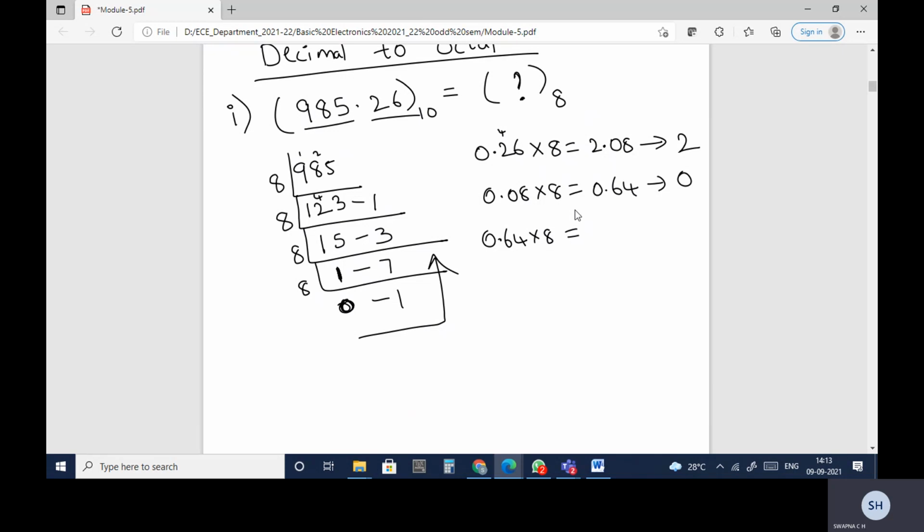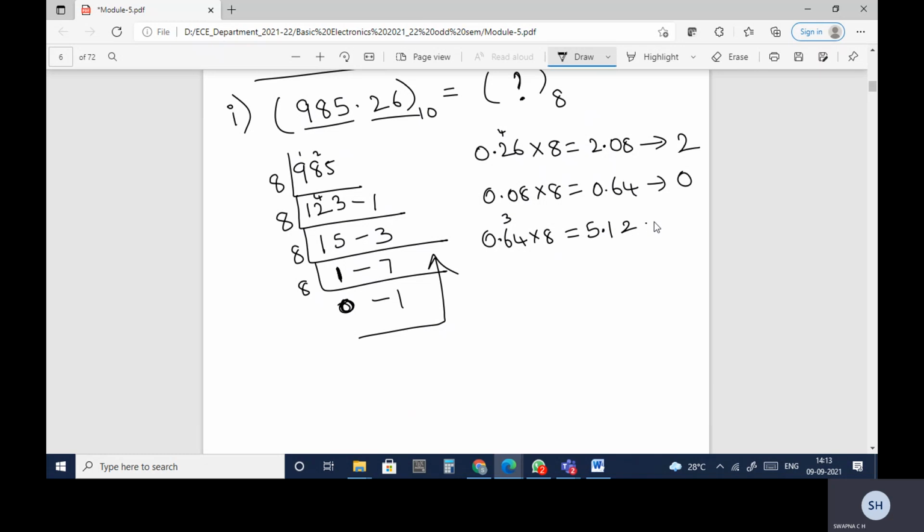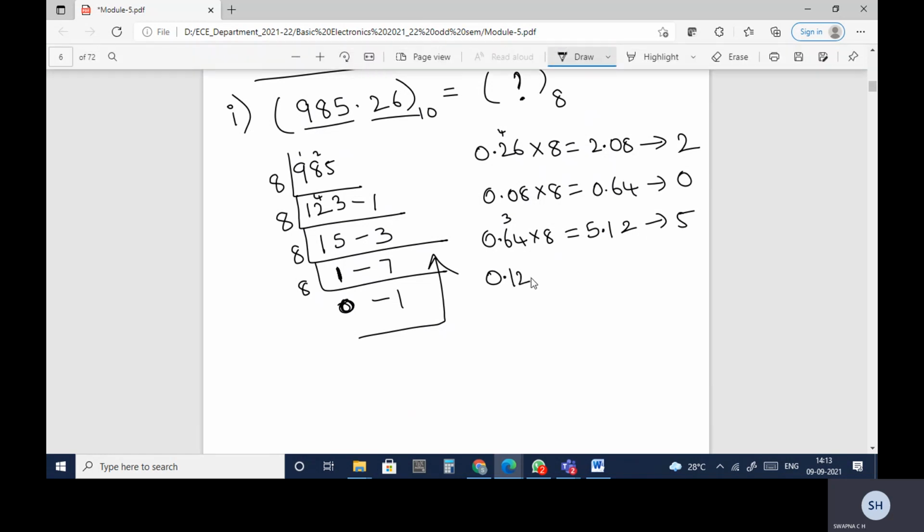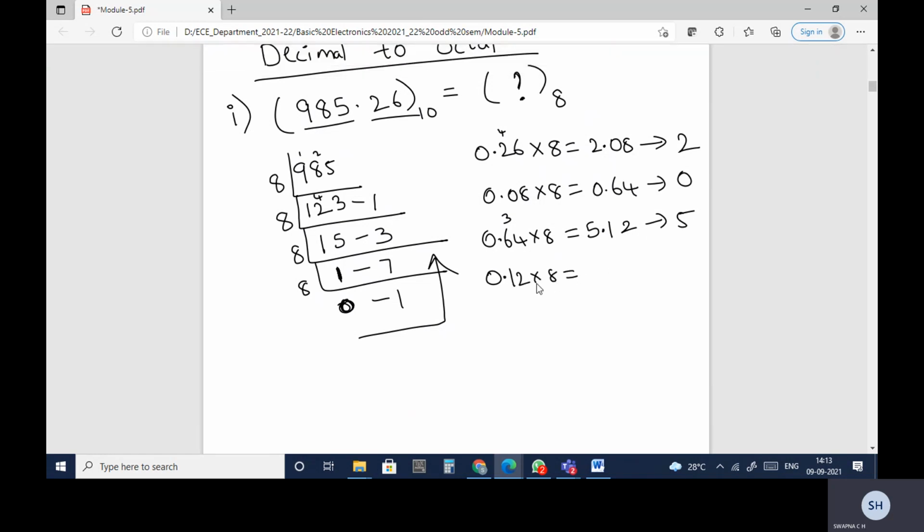4 eights are 32. 8 sixes are 48, 48, 49, 50, 51. So 5.12. So 5 is the integer part. Again you can proceed. The integer part I have represented here and the fractional part I'll take here, 0.12 into 8. So 8 twos are 16, 8 ones are 8, 9, so 0.96. So the integer part is 0.